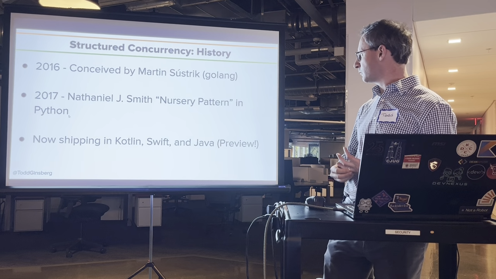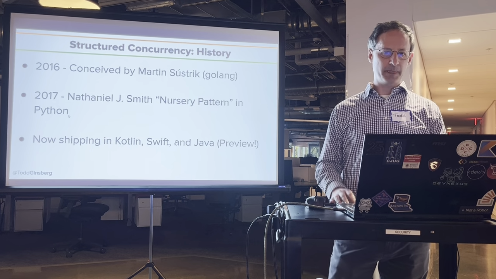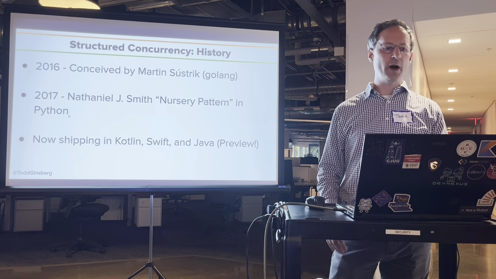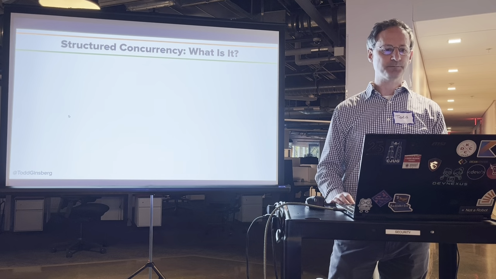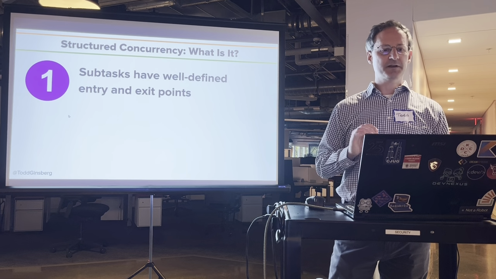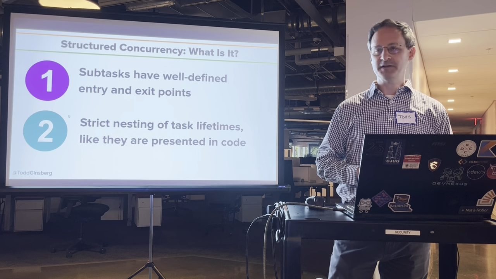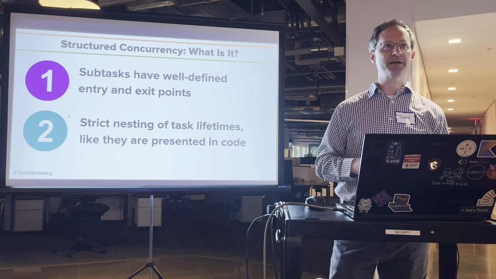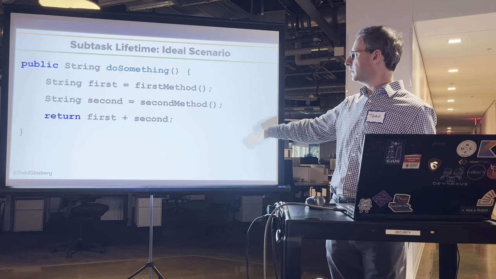You can do this in Kotlin and Swift and Java. This is in preview, but it's becoming a thing. It's becoming a way that people talk about concurrency. It makes it easier. So what is it? Subtasks have well-defined entry and exit points and strict nesting of lifetimes. You cannot have a child task outlive its parent task.